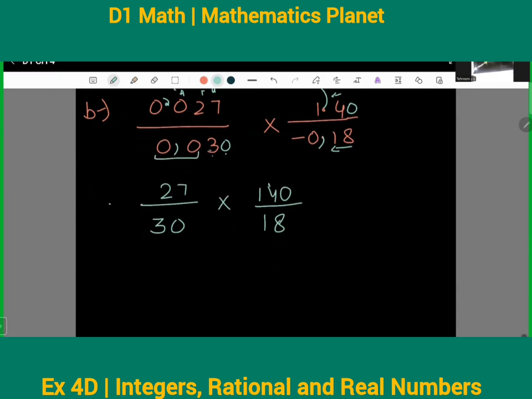Now you can just do the cancellation process. What is the cancellation process? 0 cancels out with 0. 3 times 1 is 3. 9 times 3 is 27, 9 times 1 is 9. 9 times 2 is 18. 2 times 7 is 14. So 7 is the answer.